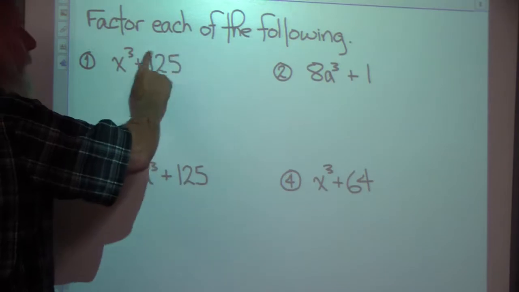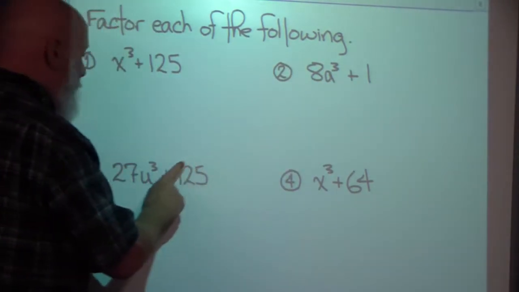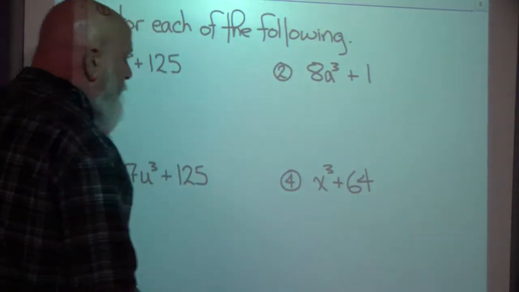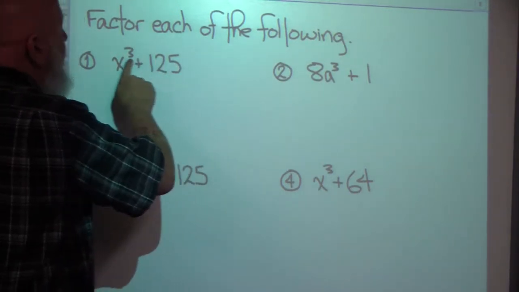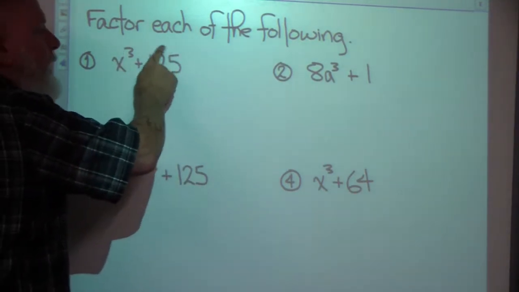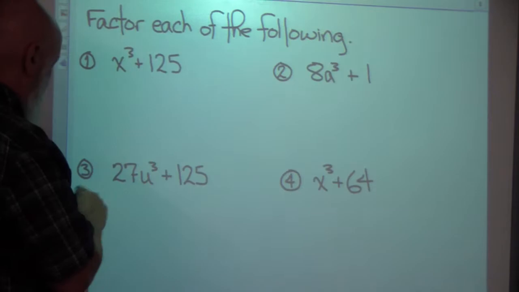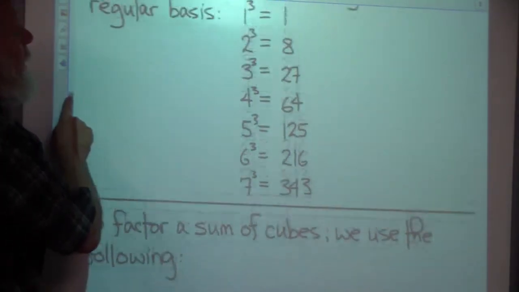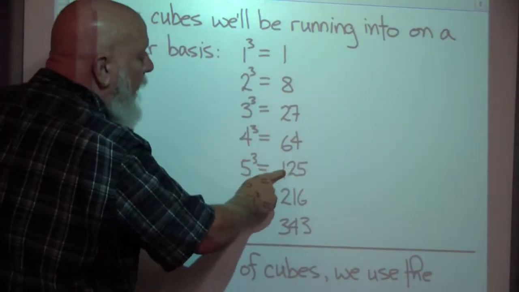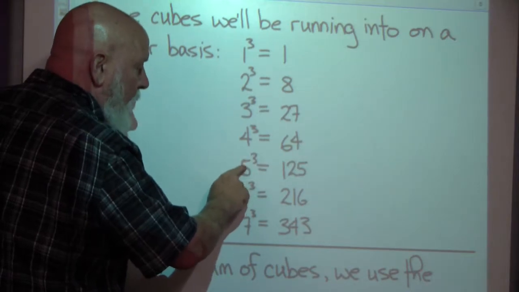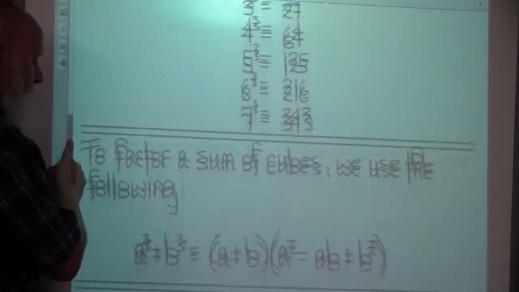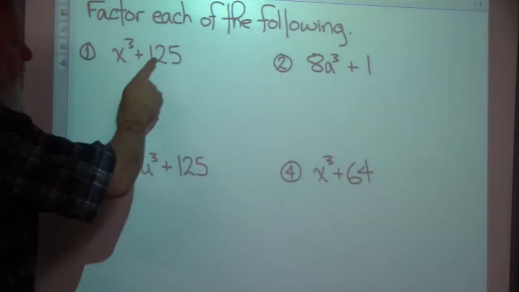Factor each of the following. In each case we're going to have a sum of cubes. So I'm going to show you how to factor it. I look at this and I say, well, this is x times x times x. This is one of those perfect cubes I told you about further up in the lecture. 125 is 5 times 5 times 5, so we can think of that as 5 cubed if we want. That's a perfect cube.